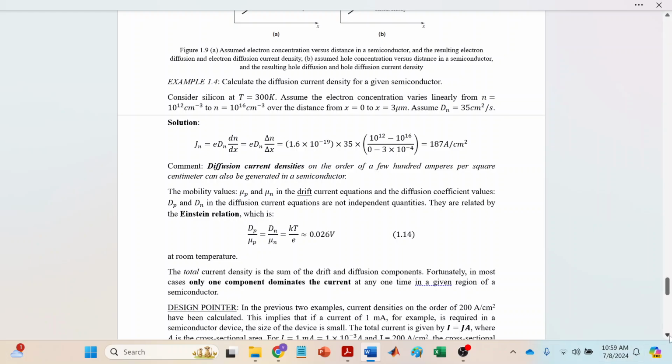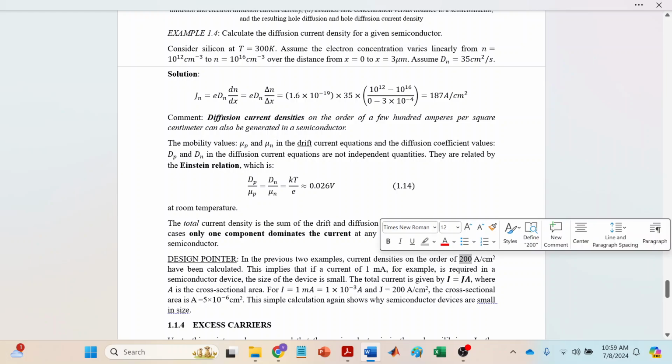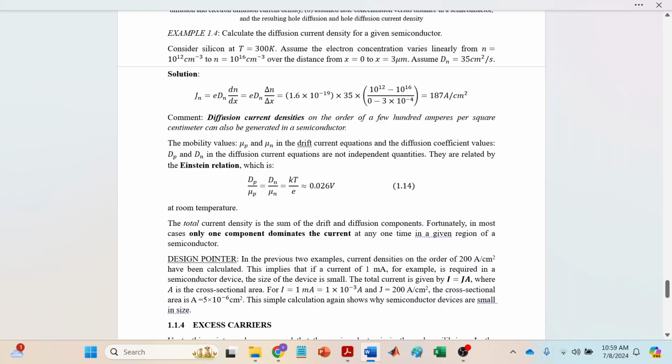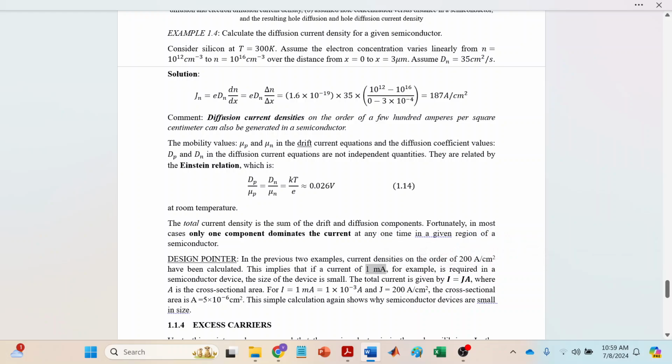And one thing to note is that, as I've said earlier, the diffusion and drift current density is a very large number. Meanwhile, in semiconductor materials, the current that we want is on the order of a few milliamperes. So how do we reconcile this?